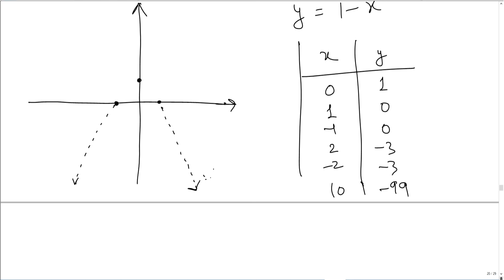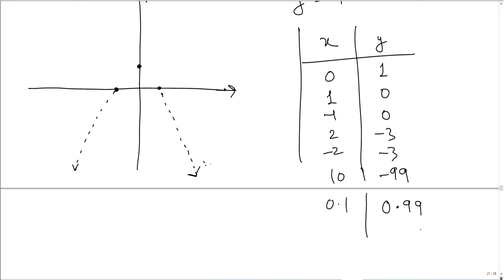Fine. What else? Can you try something close to 0? So what if the value of x is very close to 0? Let's say 0.1. Then y is 1 minus 0.1 whole squared, and 0.1 squared would be 0.01. 1 minus 0.01 would be 0.99.